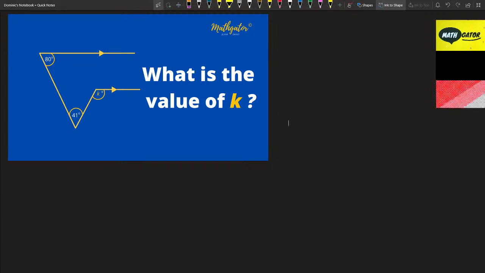Okay, so basically this is what we have, and they are saying we should find the value of K. Don't be scared. We are going to do it together. So to find the value of K, basically, the same principle applies.